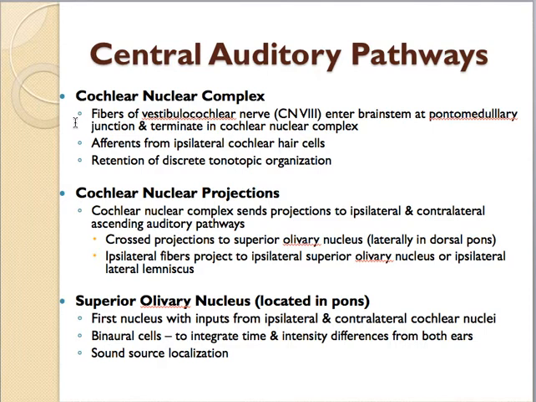And so you're going to get some crossing. The crossing fibers are going to project to the superior olivary nucleus, which is located in the dorsal pons. The ipsilateral projection coming from the cochlear nucleus is going to synapse onto the ipsilateral superior olivary nucleus. So you're getting both a crossing that synapses to the contralateral superior olivary nucleus, and an ipsilateral one. So auditory information is going to be bilateral at this point.